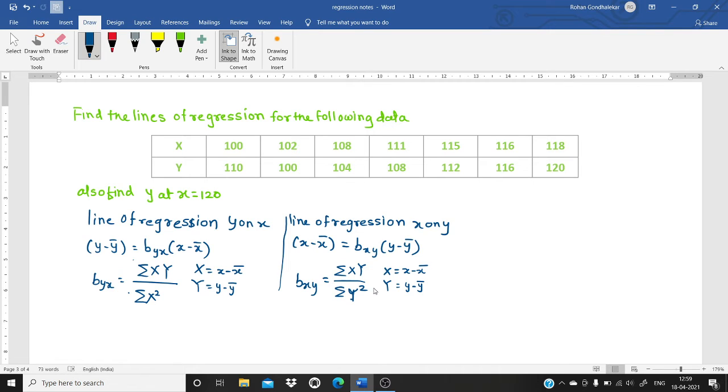Fine. If you look at both byx and bxy, what are the essentials for me? I need x minus x bar and y minus y bar, that is, the deviations of x and y from their actual means. So for the first column, x, I need to calculate its deviation, x minus x bar, called capital X. Then I want summation X square, so we need capital X square. Similarly for y, its deviation capital Y is equal to y minus y bar, then capital Y square.